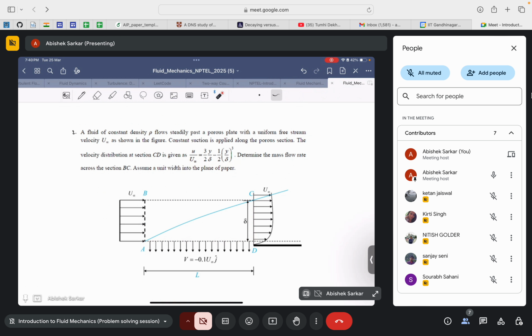So with that idea, can you try it? Or, for saving time, I can discuss this problem and then maybe you can try the next problem. That will be much better. And why I'm doing so, because this problem will include extensive integration.